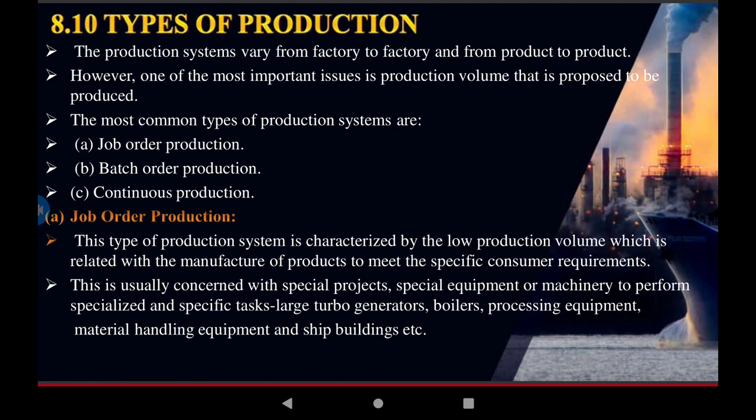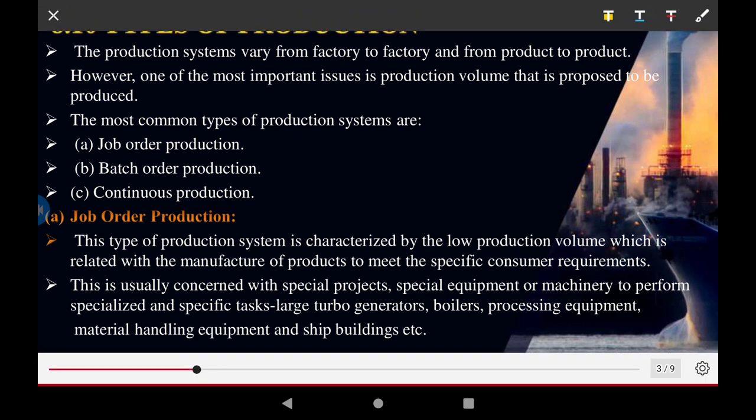The types of production. The production system varies from factory to factory and from farm product to product. The production system is also known as the way the product is produced in the factory. However, one of the most important issues is the production volume, that is, the process to be produced. The most common types of production system are presented.